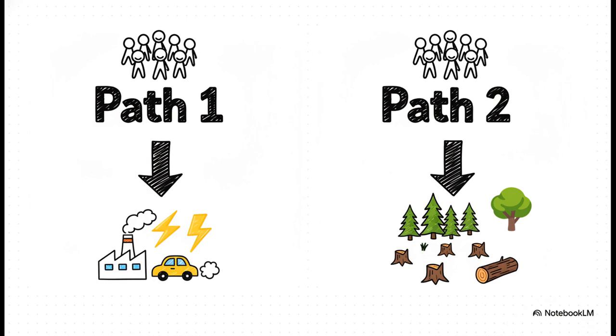Path 1 is all about energy. You get 1 mark for saying more people need more energy. You get the second mark for linking that energy demand to burning more fossil fuels. Simple. Path 2 is about deforestation. You get 1 mark for saying more people need more farmland, and the second mark for connecting that need to cutting down forests. Just pick one of those, explain it clearly, and boom, both marks are yours.